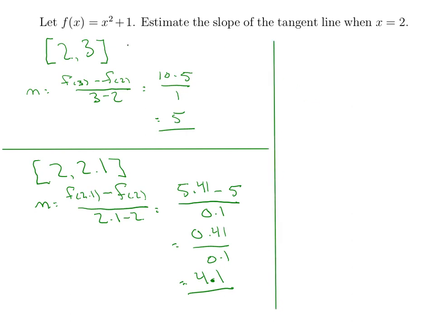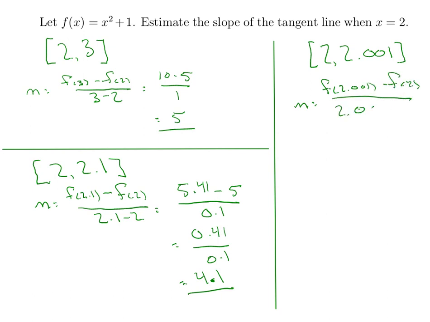I could go ahead and get a little crazy and say, let's look at the interval between 2 and 2.001. And so I could say my slope now is f of 2.001 minus f of 2 over 2.001 minus 2. And I could plug all this stuff in, get some value, and it would be a better approximation of the slope of my tangent line.